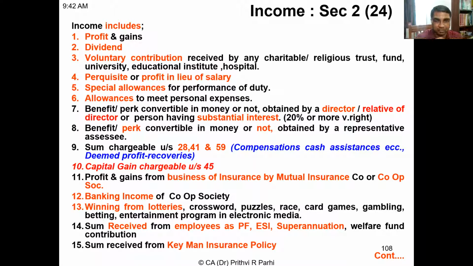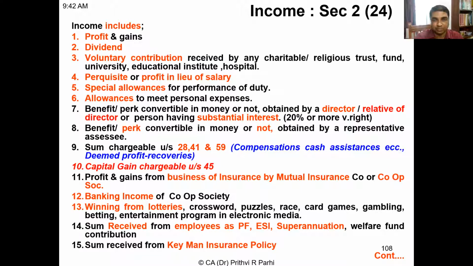Point 5. Special allowances for performance of duty. Certain special allowances will also be learnt in the salaries chapter. Let us say, for performance of duties, city compensatory allowance. This type of allowances are given, so those allowances are also income.